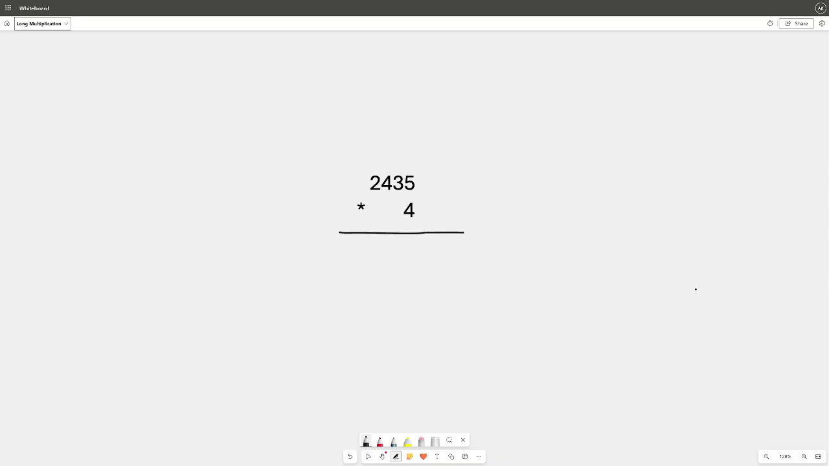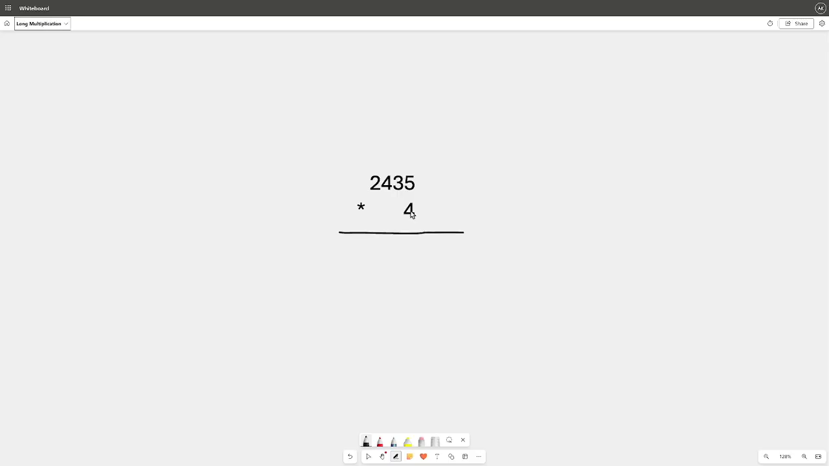Let's get started. So we're going to start with multiplying. We have 2,435 times 4. The 4 is going to be the main number we're multiplying into these numbers, right? So due to that, we're going to go from the right to the left.